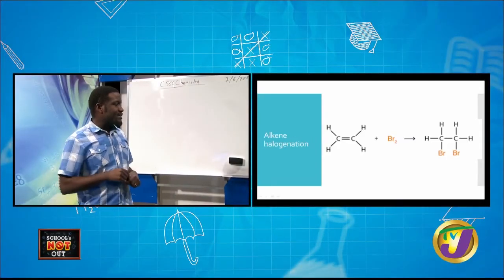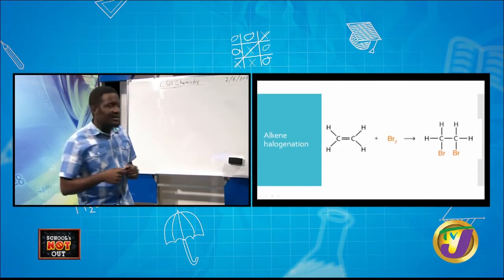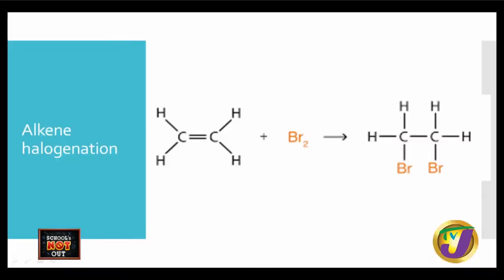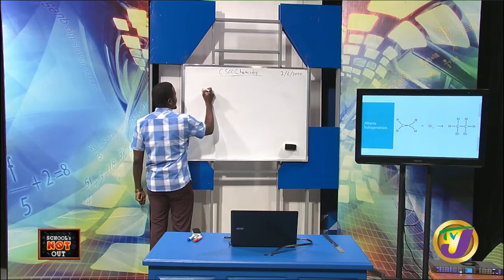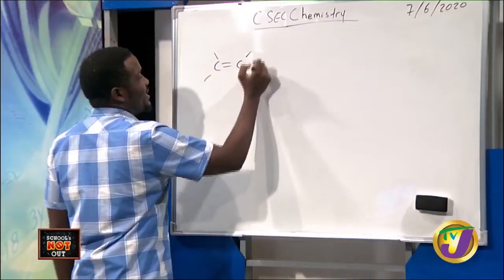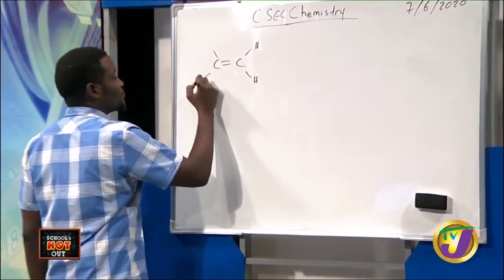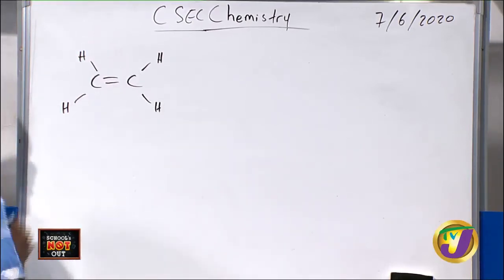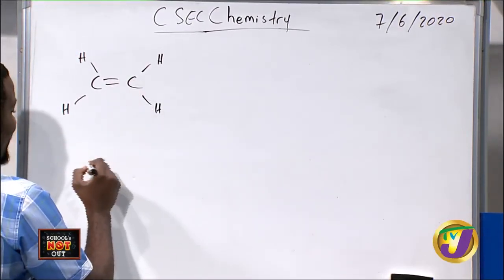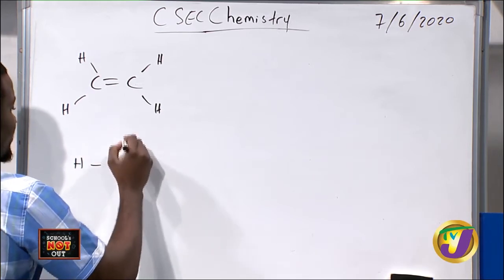So here we have an example of ethene reacting with bromine gas. Here we see that the double bond opens up to accept the bromine gas. All right, so let's look at the board and see what we have going on. Here we have our ethene. What happens is that the structure opens up. So we're going to end up with CH.